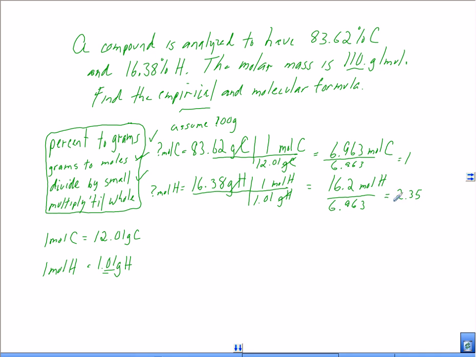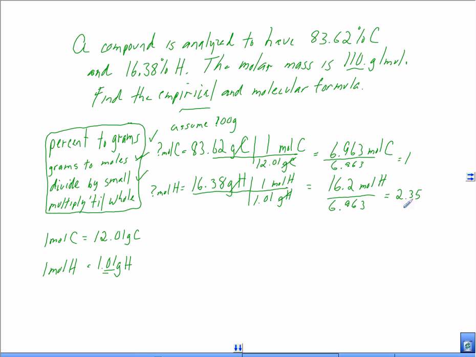Multiply till whole. So what I want to do is start, and remember it's the simplest ratio that I want because it's the empirical formula. I want to figure out an integer, a whole number, that when I multiply it by 2.35, gives me a whole number. But whatever number I multiply by, I have to multiply both of these numbers because our ratio has to stay constant. So I start with 1.